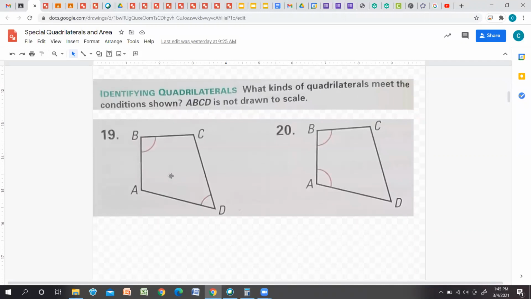Then here, you're going to list all of the quadrilaterals that have these features. Okay, so this one has two opposite congruent angles. So which quadrilaterals have opposite congruent angles? Here, this one has adjacent congruent angles. So which quadrilaterals would have adjacent congruent angles? Notice that it says not drawn to scale.